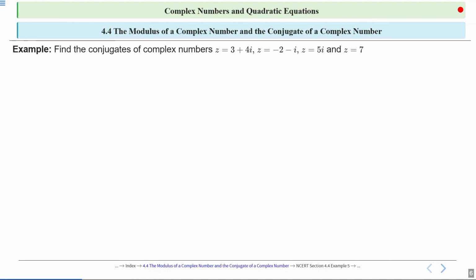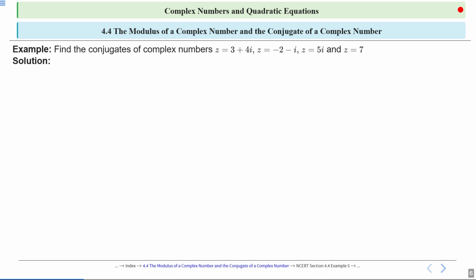Now let's look at an example involving complex numbers. So the question asks us to find the conjugates of 4 different complex numbers. They are z equals 3 plus 4 times iota, z equals minus 2 minus iota, z equals 5 times iota, and the last complex number is z equals 7. So remember, a conjugate is a special form of a complex number that we will define and calculate step by step. So here find the conjugates of these complex numbers.